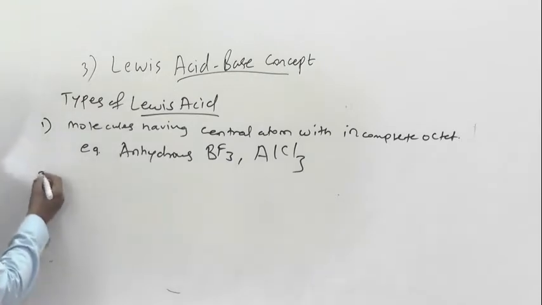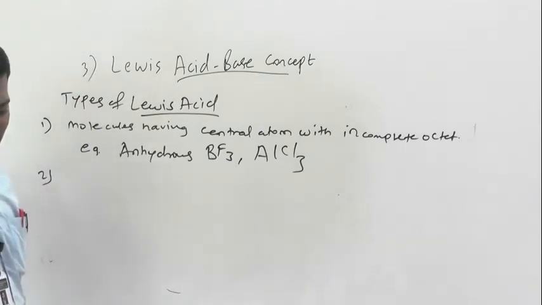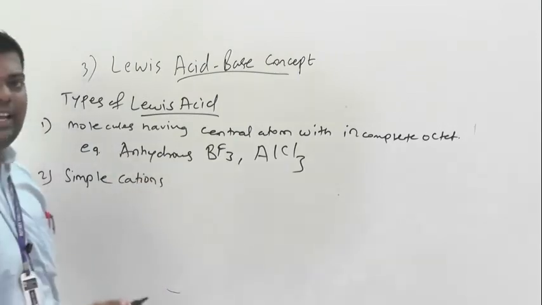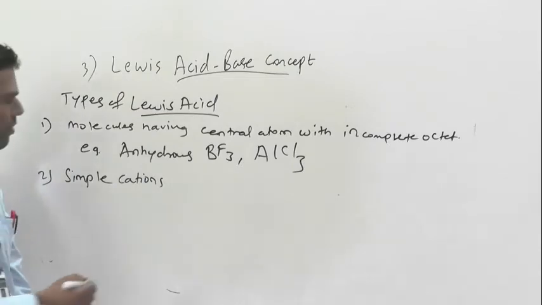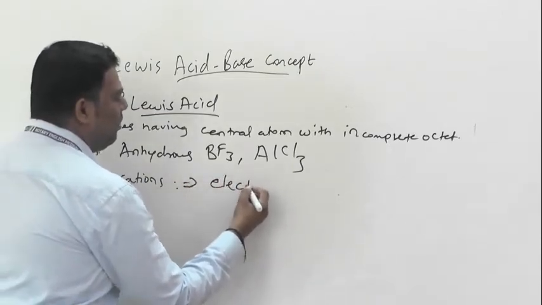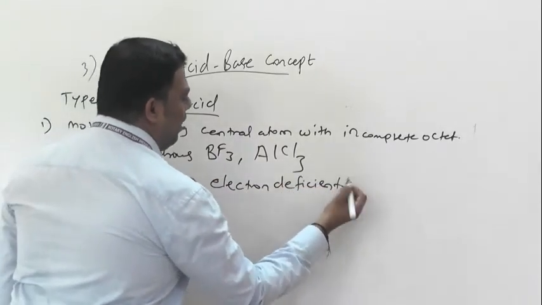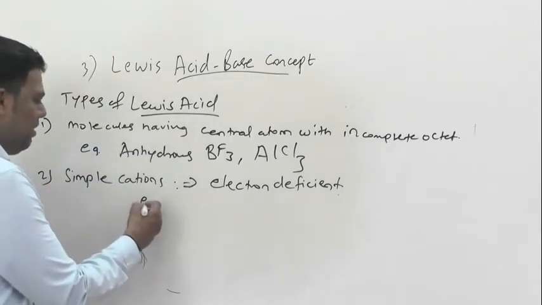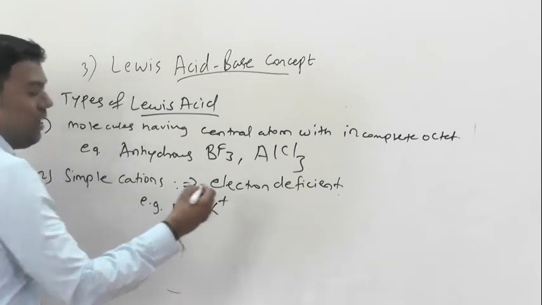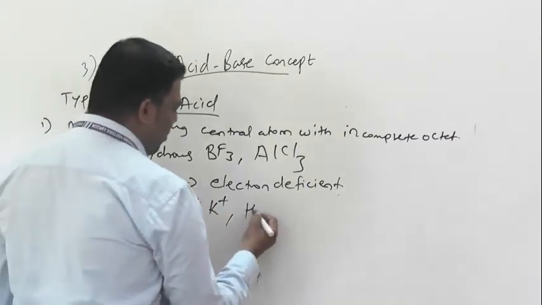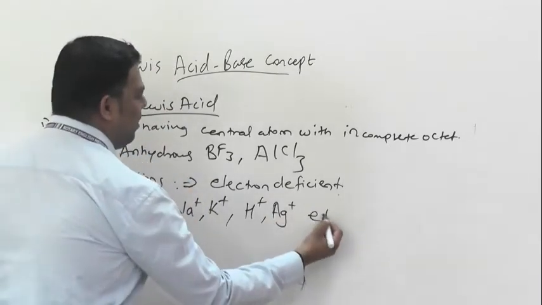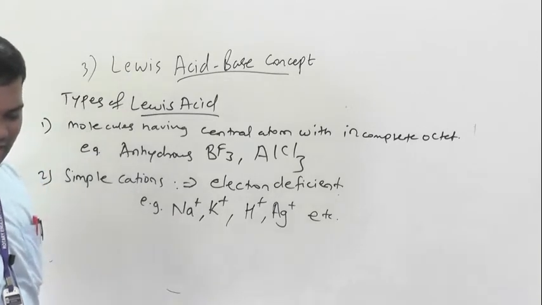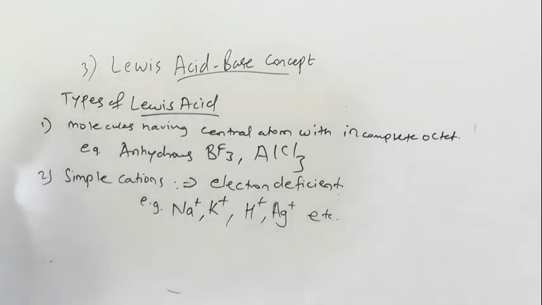Second, we will discuss simple cations. All simple cations are electron deficient, they want electrons to complete their octet. For example, Na plus, K plus, H plus, Ag plus, etc. These are simple cations, but they are Lewis acids. Okay, so we will see the third.